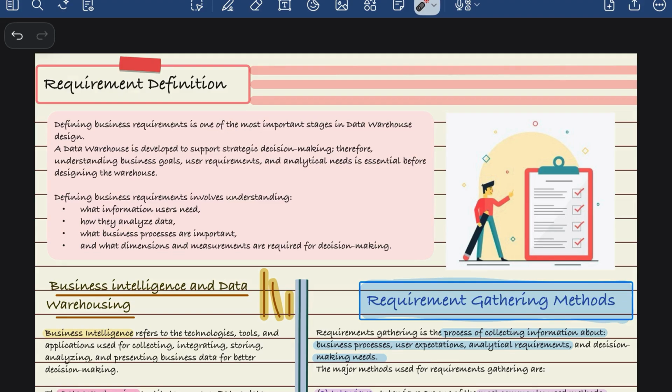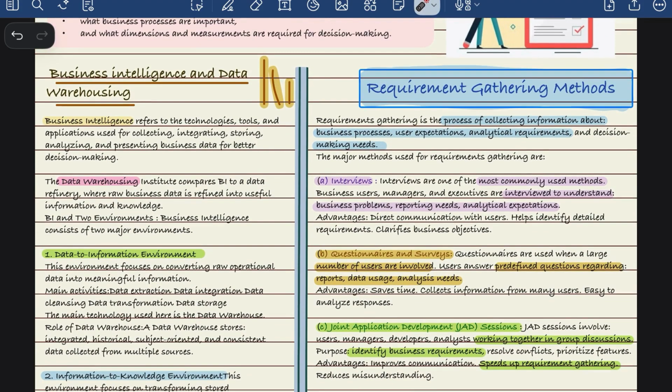So you should know this particular concept. And then next up, the very incredible conceptual question: how do we actually design a data warehouse based on the business requirement?